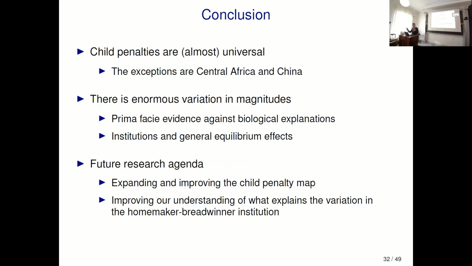So the future research agenda here is to expand and improve this world map and really build it out completely. And once we have that, we can look at the different kinds of political institutions and cultural institutions, et cetera, in different countries, and see what kind of explains these penalties.